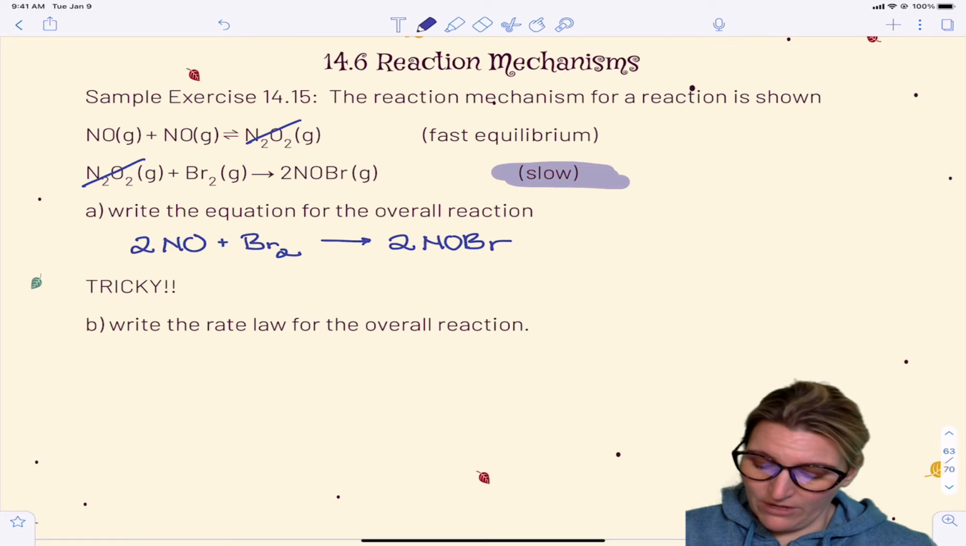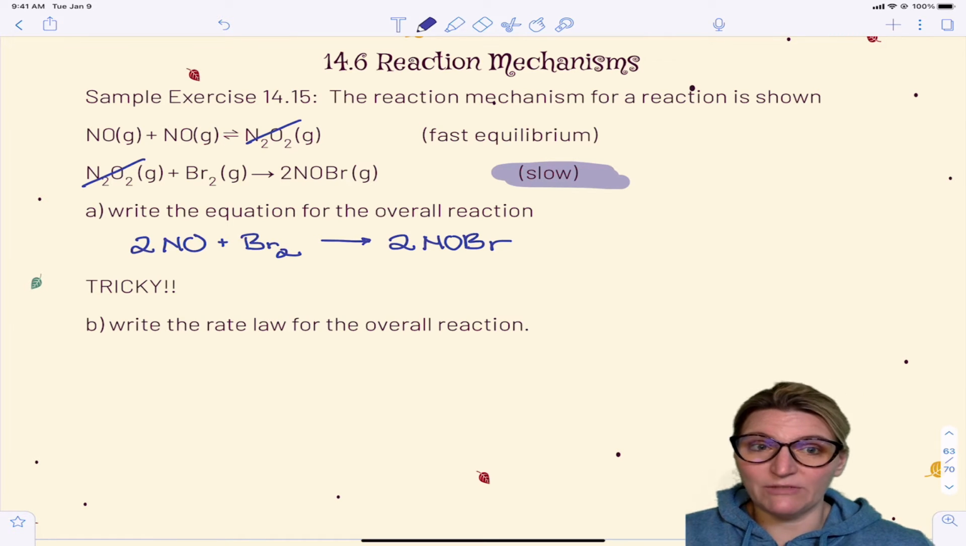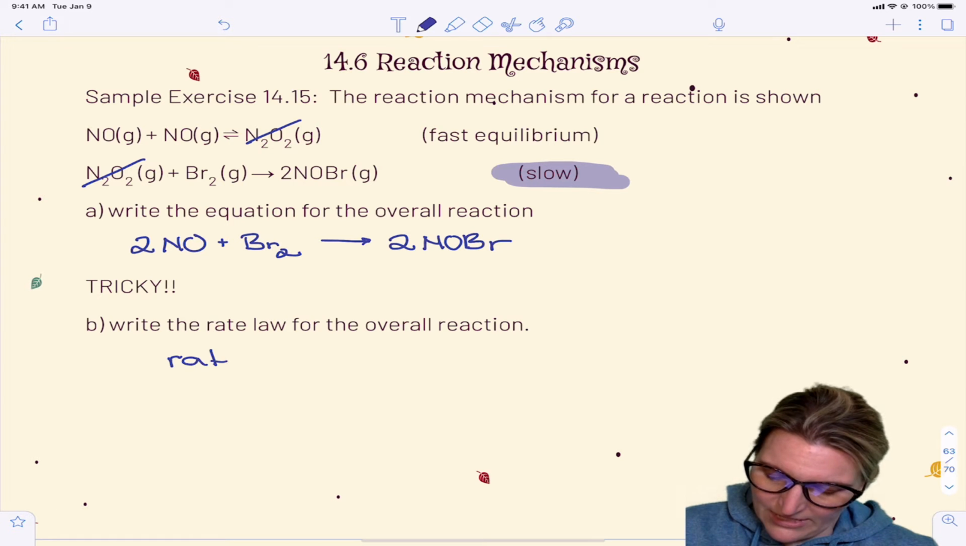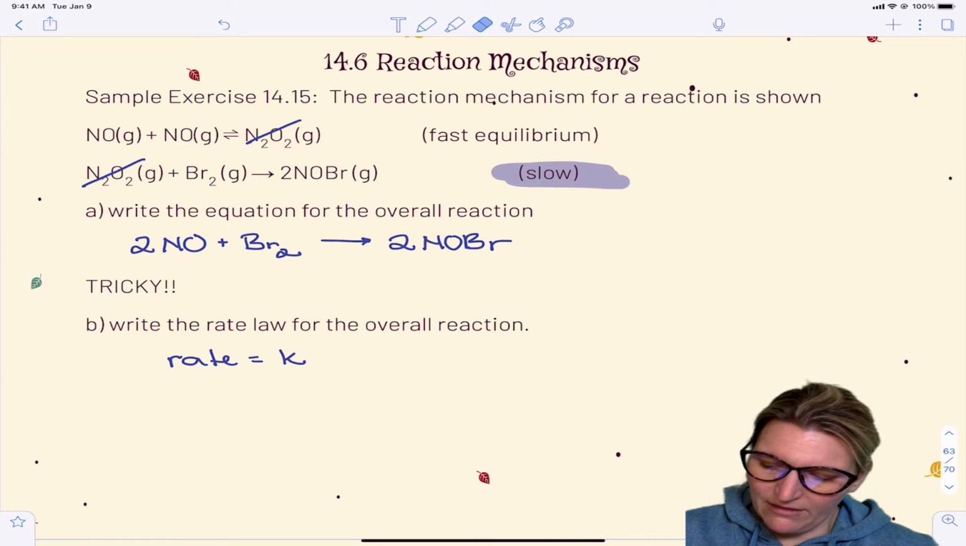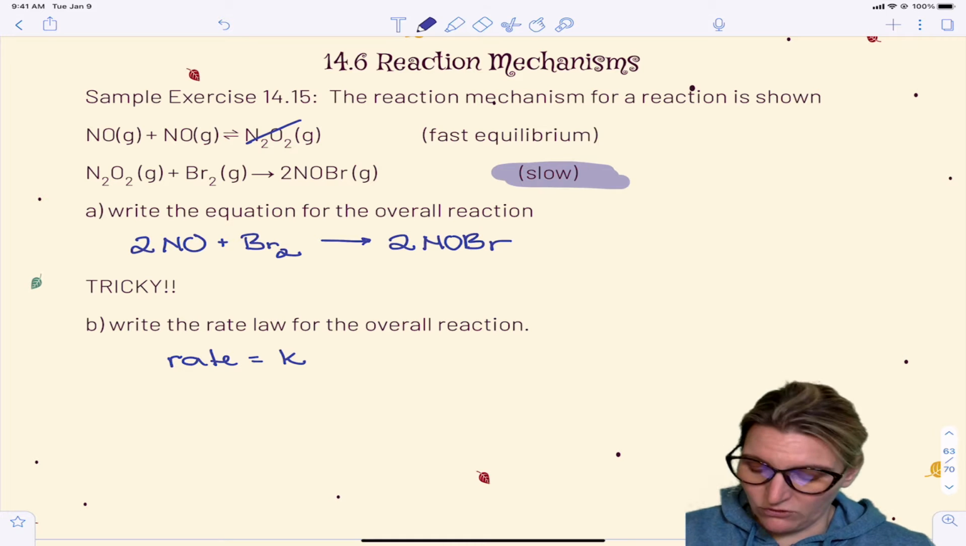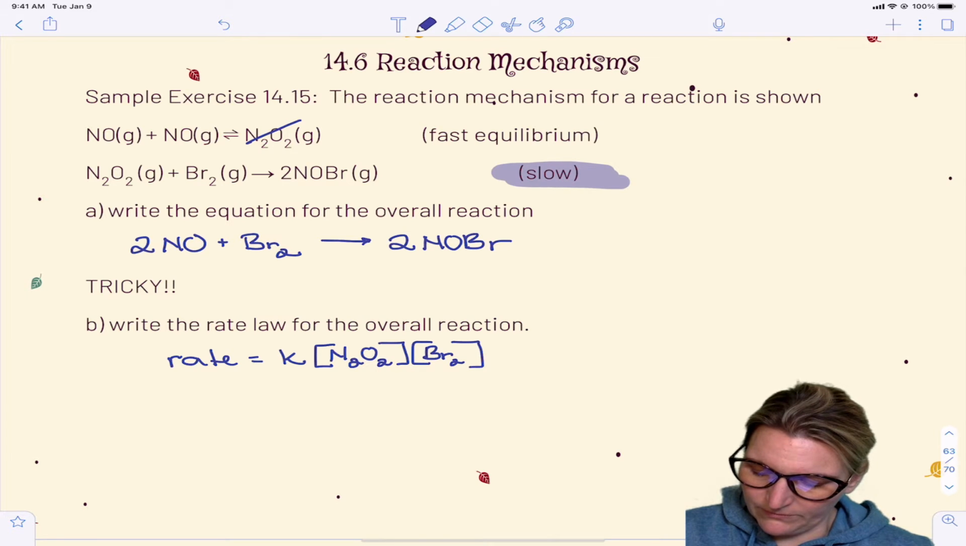Now, if we go to writing the rate law for the reaction, the first step is just the same as always. The slow step is the rate determining step. So rate equals K, and then I look at the slow step and just write the rate law as you normally would. The concentration of N2O2 times the concentration of Br2.